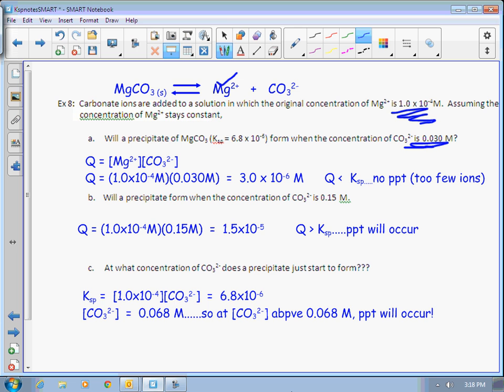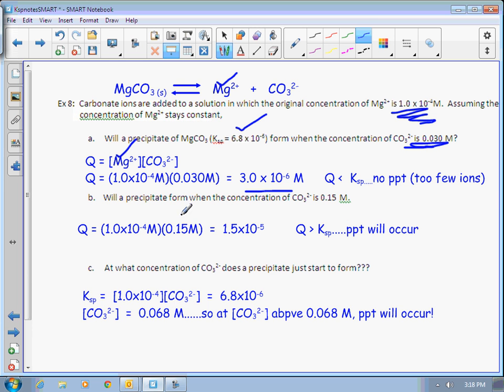Okay, so magnesium stayed constant. We popped in that value for the carbonate. If the carbonate was this concentration, this would be your Q value. In this case, KSP is this number here. Q is too low, so the ion concentrations are not what they need to be. So you would basically be looking at an aqueous solution when you mix these two.